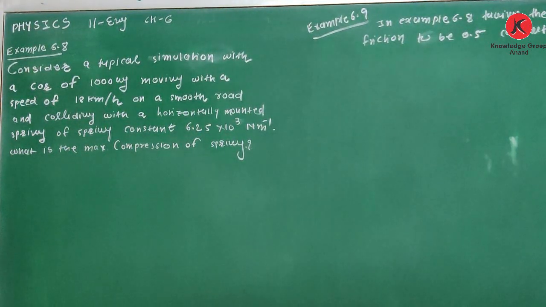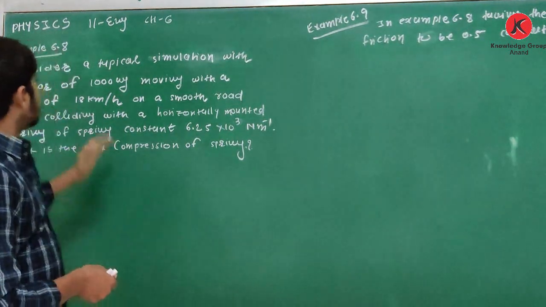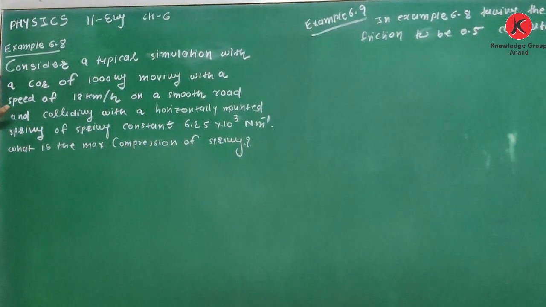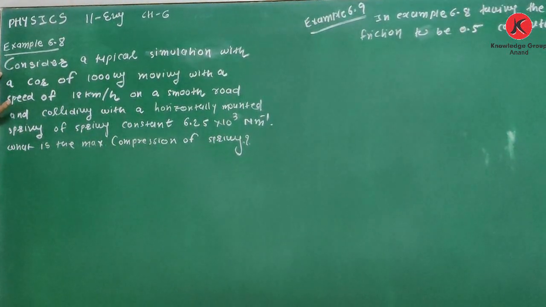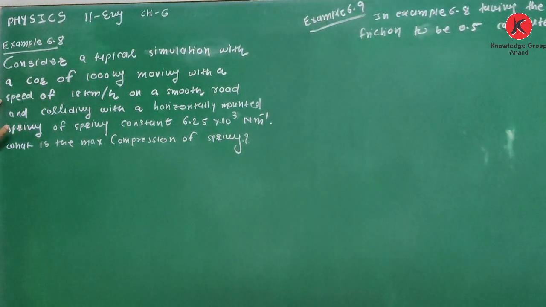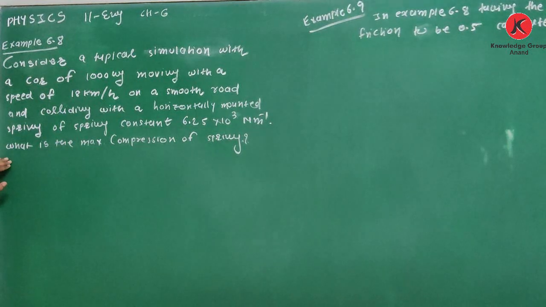Example 6.8. A car simulation, a typical condition, is given. Consider a typical simulation with a car of 1000 kg moving with a speed of 18 km per hour on a smooth road and colliding with a horizontally mounted spring of spring constant 6.25 × 10^3 Newton per meter. What is the maximum compression of the spring?